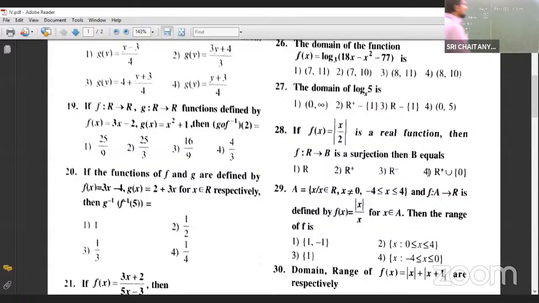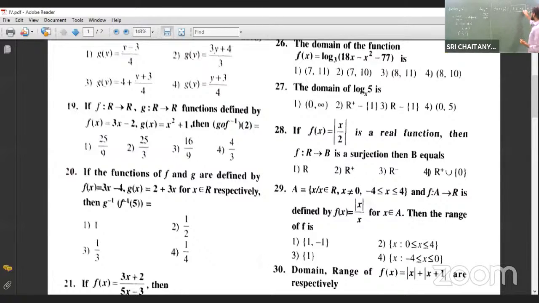Now I am repeating. Given f of x is equal to modulus of x by 2, f is a function from the real number set to B. I want to find out, if it is a surjection, what B is. First, let me recall what a surjective function is. The function whose codomain is equal to range is said to be a surjective function. So if you find the range of this one, then it is over.